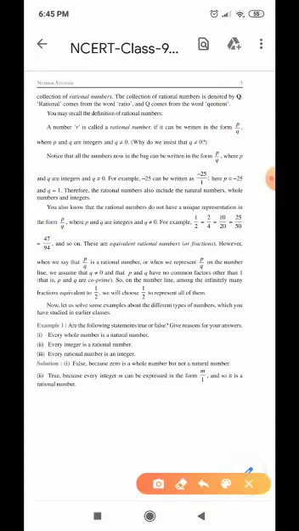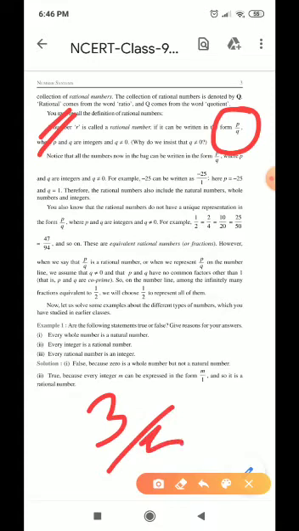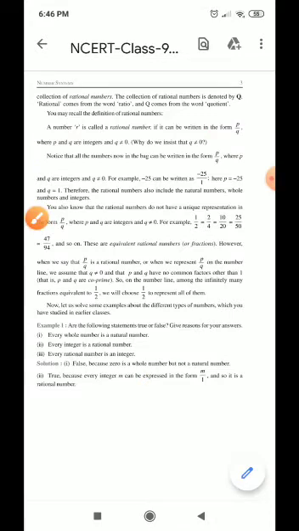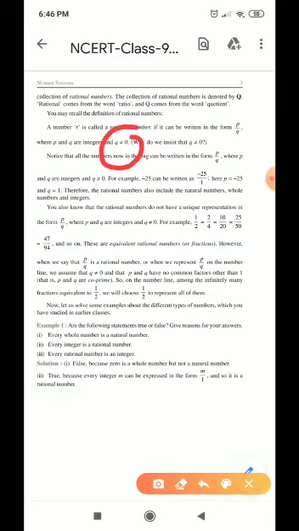Okay, now what are rational numbers? A number r is called a rational number if it can be written in the form p upon q, just like 3 upon 5. So p upon q, numerator and denominator. Any number which can be written in the form p upon q is called a rational number. But here one most important condition is given: q is not equal to 0.